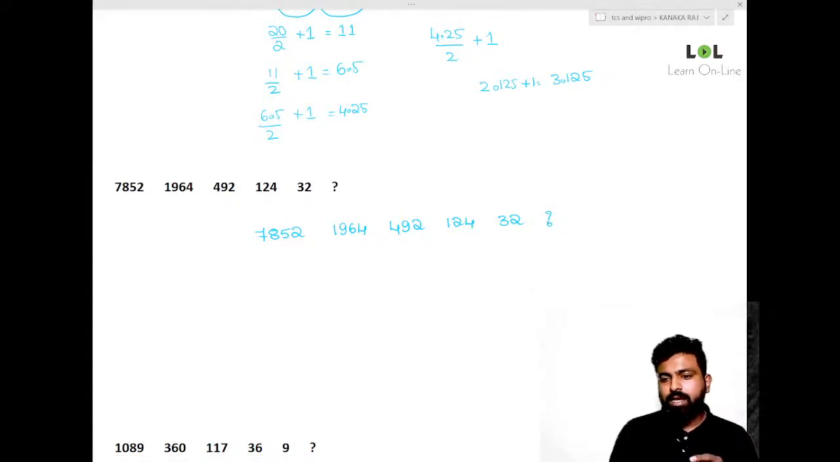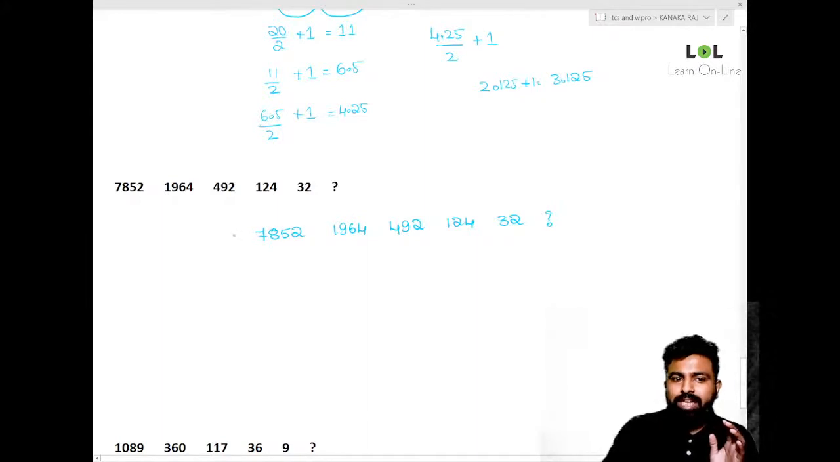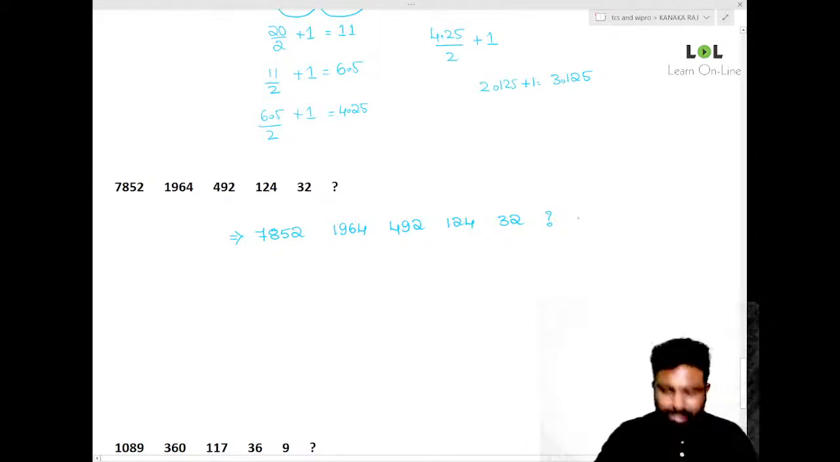Multiplication series. Ashika says it is a multiplication series. Answer is 8, which is absolutely wrong. Yes, it is a multiple series. Since it is a multiple series, look at this. If I start my question from 7852, the numbers are very complicated. So I'll start from the right hand side end so that I get my numbers very easily. 32 is a small number, so I can try to get it from here.